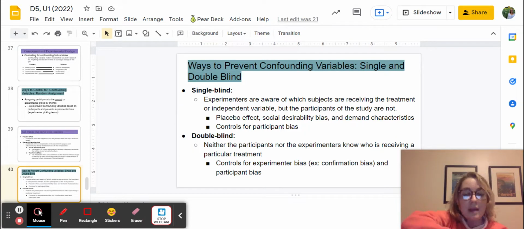If possible, an even better one might be using double blind, because this prevents both participant and experimenter bias. In this, both the participants and the researcher do not know who is receiving the particular treatment, or in the experimental or control group.